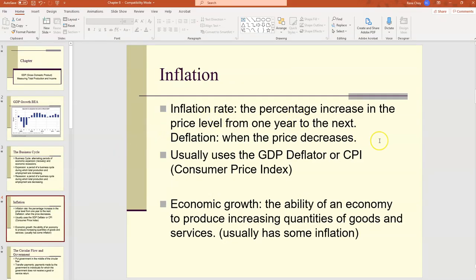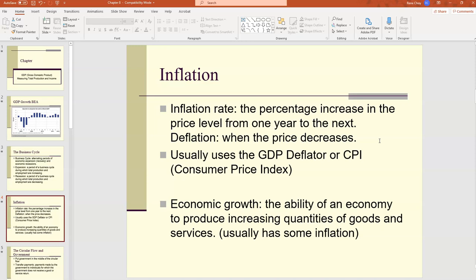Now, what exactly is inflation? If you follow my entire series, at some point we're going to be talking about how to calculate inflation. Inflation basically is a percentage change in the price level from one year to the next, or the overall increases in prices. The most widely used number in the US, also known as the cost of living, is called the CPI, or Consumer Price Index.